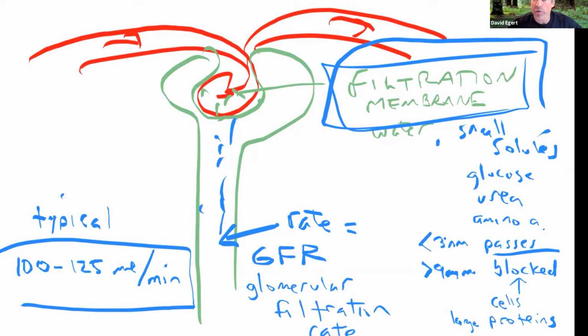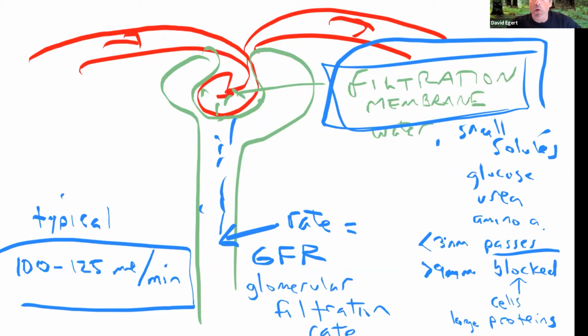One way is to look at levels of creatine, or creatinine, I should say, in urinalysis, which is a byproduct of muscle metabolism that tends to get produced at a fairly predictable rate. So you can look at how much is showing up in the urine, and that gives you a sense of what is the approximate rate of glomerular filtration.